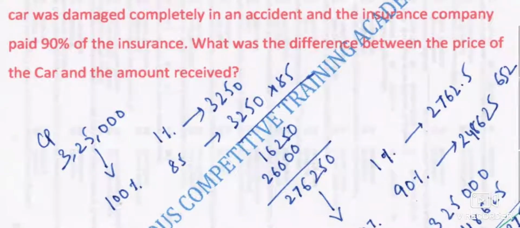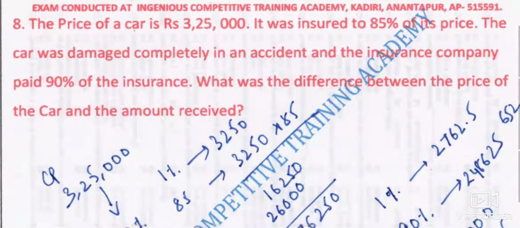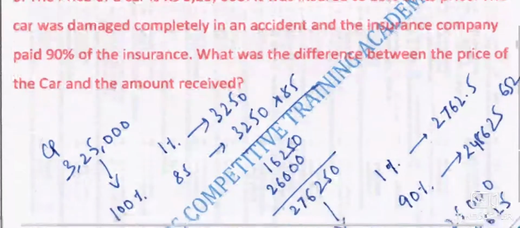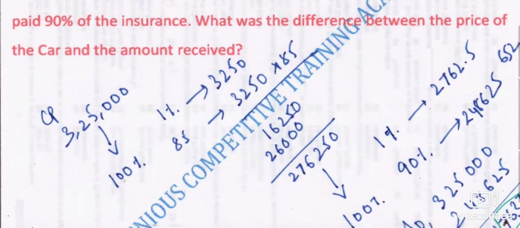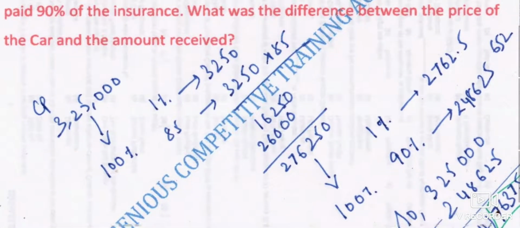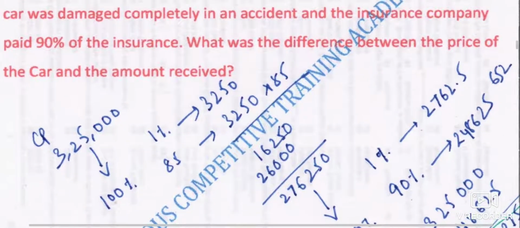So here, whatever the insurance company paid, that is 90% of that 85% amount. So that 90% of 2,76,250, which is equal to 100%. Then 1% is 2,762.5. So you can directly figure out what exactly has been given and make the answer. So 90% is 2,48,625.